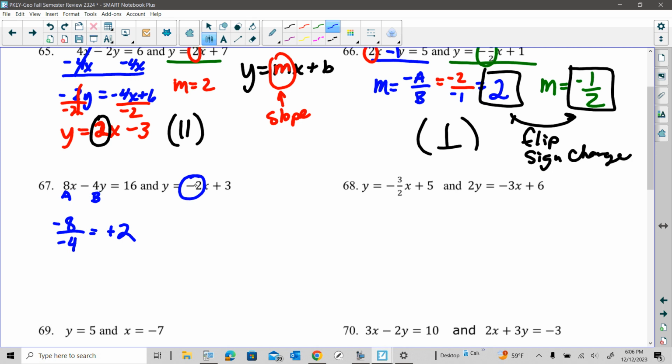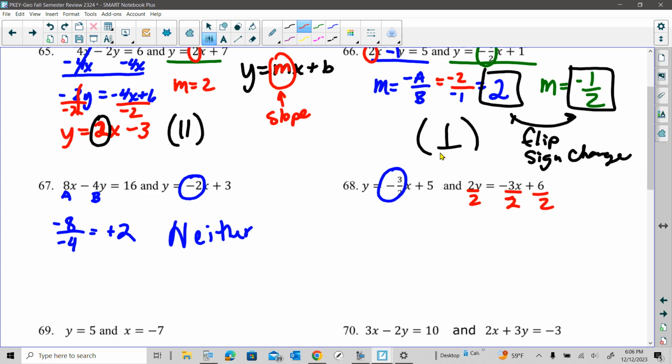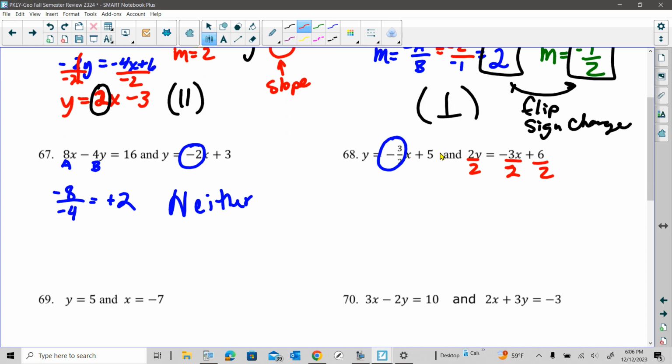And then this one is a -2. These are just a sign change, so this would be neither. Okay, so if you want to solve for y, like 68, there's my slope. This one would be easier to just solve for y by dividing everything by 2. And if you like just solving for y, just do that method. If you understand how to do the standard form and seeing the -a and the b, then you can use that. I'm not going to specify which method you have to use.